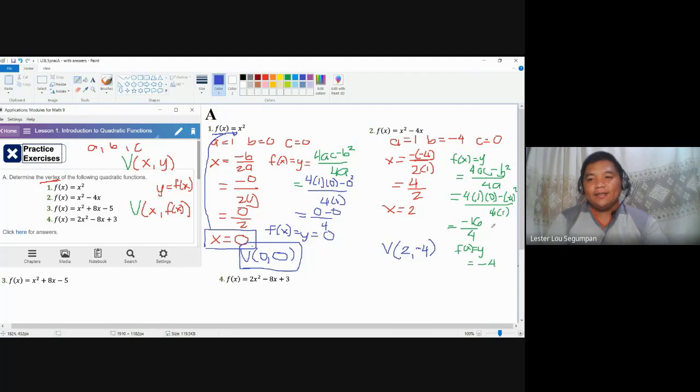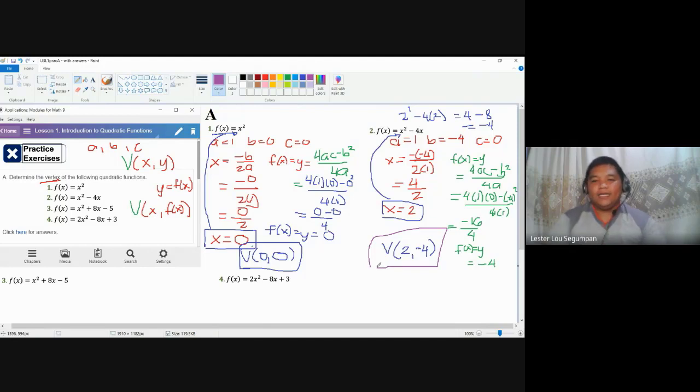But of course, again, this is just one scenario. If you have not familiarized the formula, simply substitute this to the given. So you have 2 squared minus 4 times 2. 2 squared is 4 minus 8. So 4 minus 8 is -4. You have -4. Therefore, this is the correct vertex.